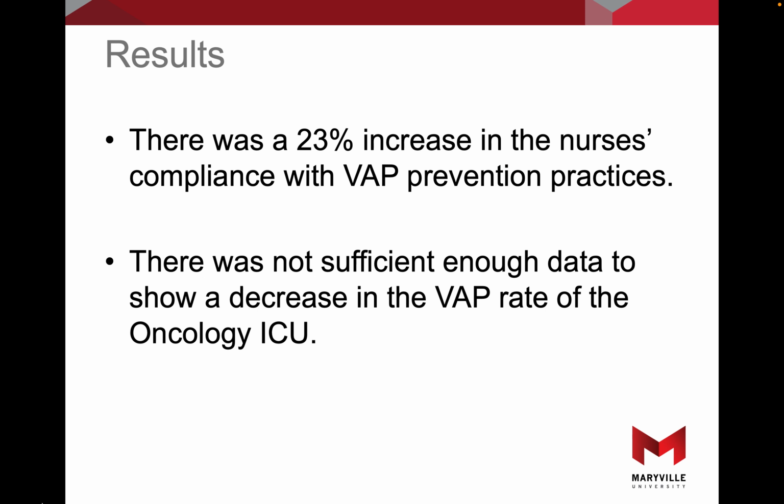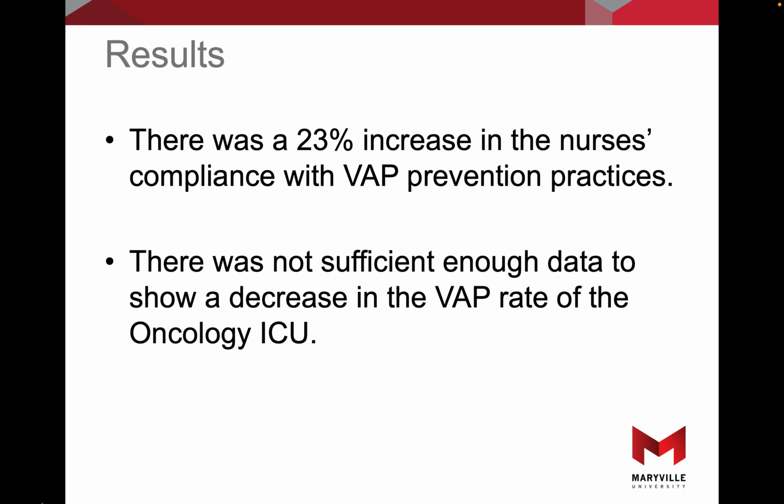Results. Outcomes of the retrospective EMR review showed a 23% increase in the nurses' compliance with the VAP prevention practices. This compares the pre-intervention group, where there were 221 interventions out of a possible 492 completed, to the post-intervention group, where there were 295 interventions out of a possible 432 completed. This provided sufficient data to suggest an increase from the pre to post-intervention groups.